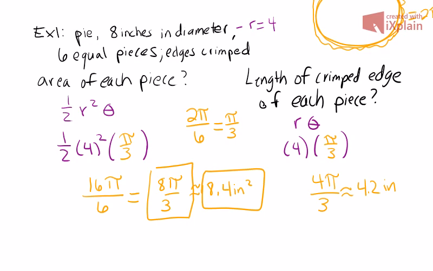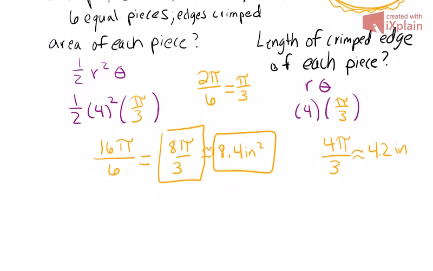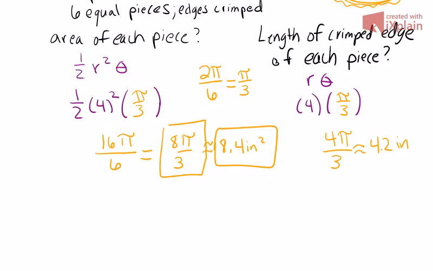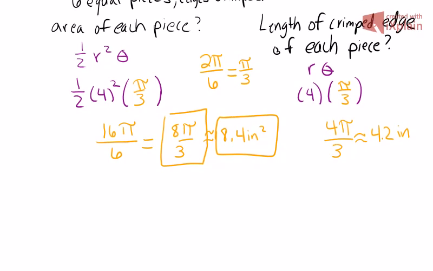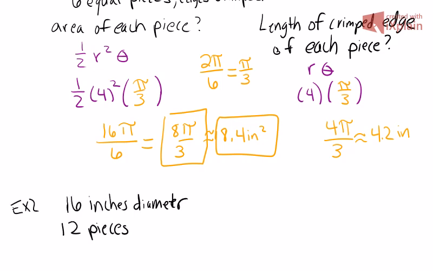So now you give that a try with another example. Let's say it's the same situation. We are talking about a pie, but let's say that this time we have a pie that's 16 inches in diameter and 12 pieces. Same questions, we want to know the area of each piece and the length of the crimped edge of each piece. Go ahead and pause the video and give that a try, and then unpause it and see if you did it correctly.